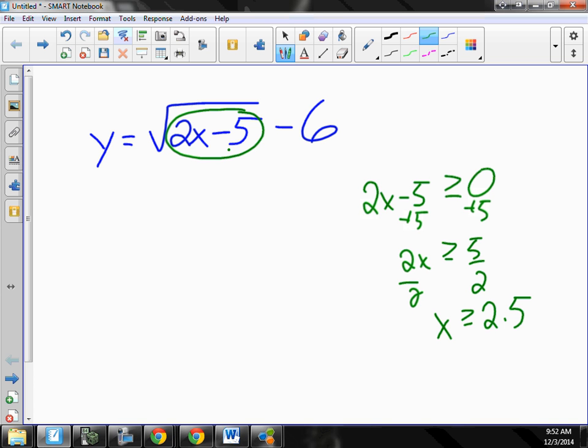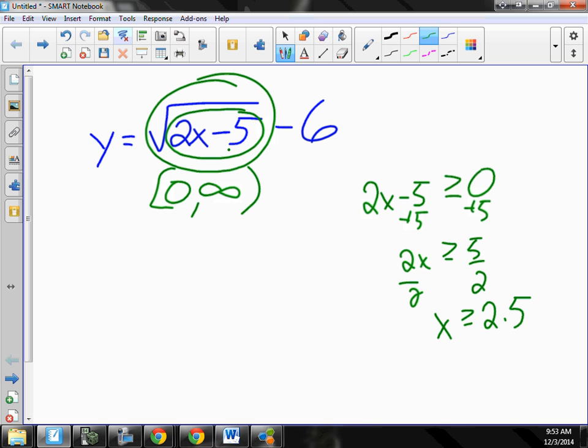Well, that's for the range. So we'll talk about the range right now. So for the domain, if you want to know the domain of a square root function, you set the inside of the square root greater than or equal to 0. If you want to find the range, you look at what happens outside the square root. So the range of this is always 0 included to infinity.